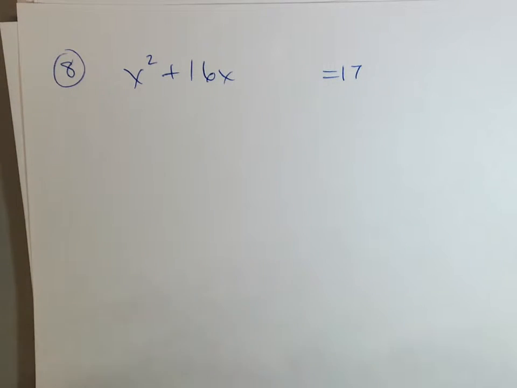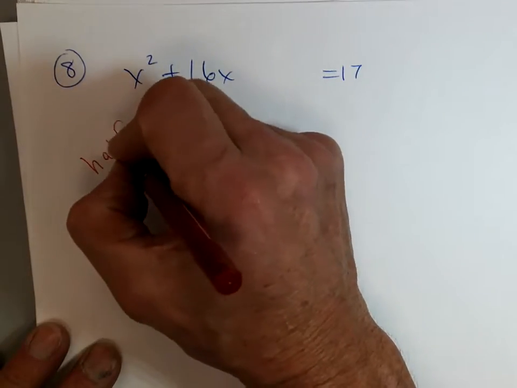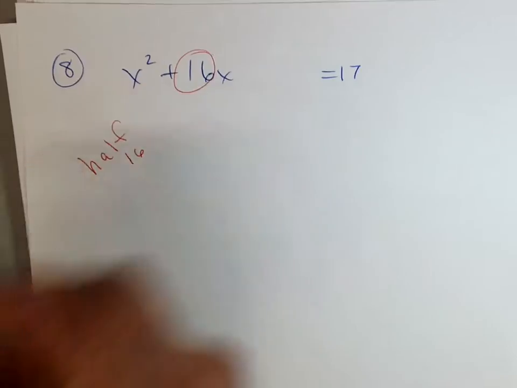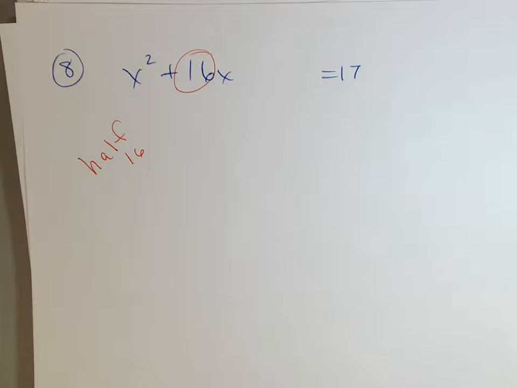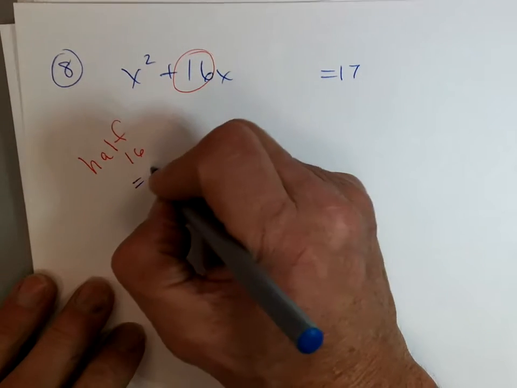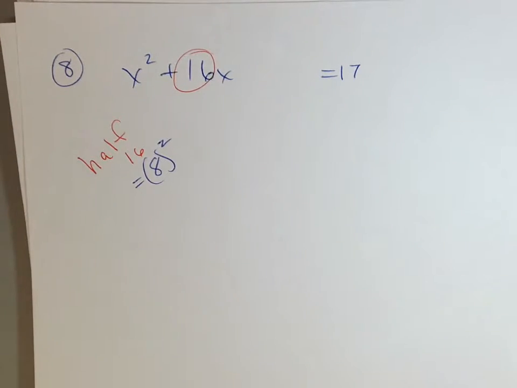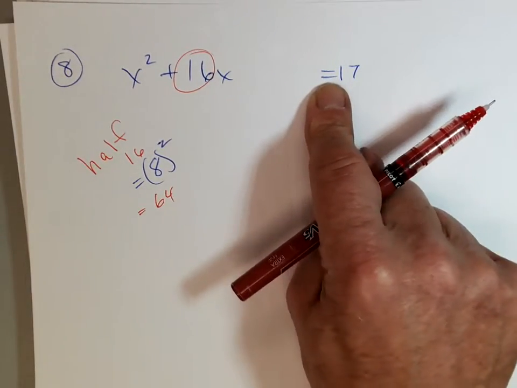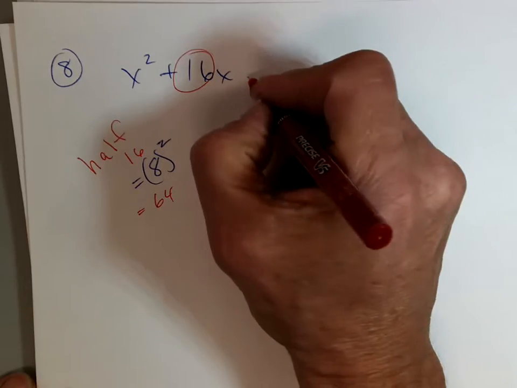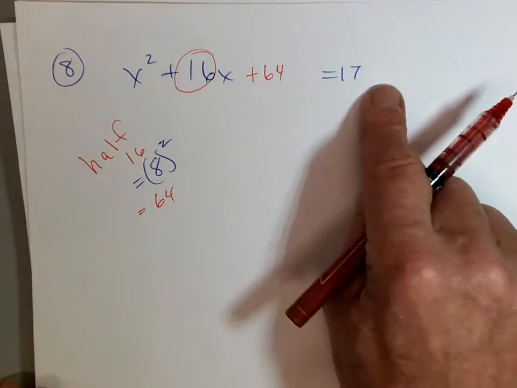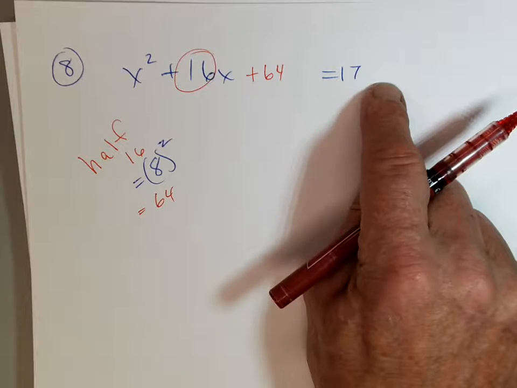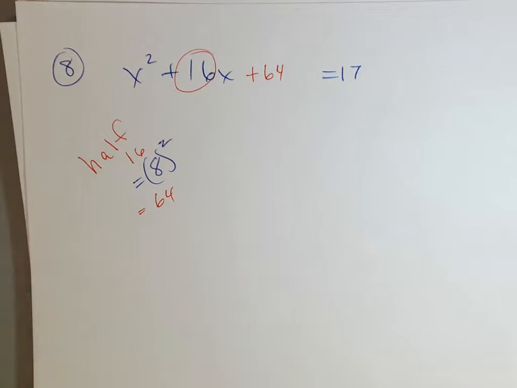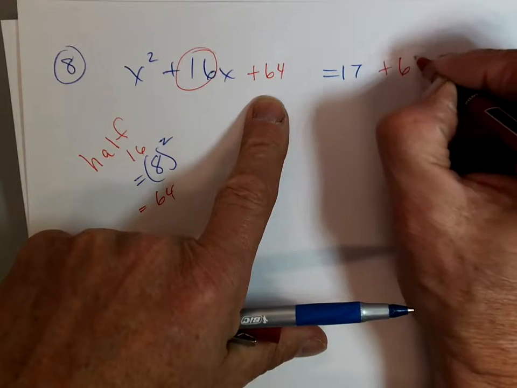Okay, so remember, complete the square. Let's write this down. Half of 16. What's half of 16? 8. And then we're going to square that. So if you square 8, what do you get? 64. Now, it's got an equal sign. It's balanced. So if I add 64 here, to keep it equal and balanced, I better add 64 here, right?